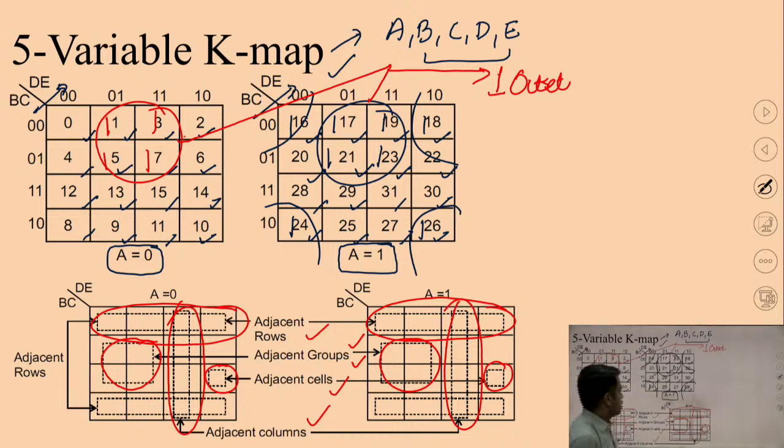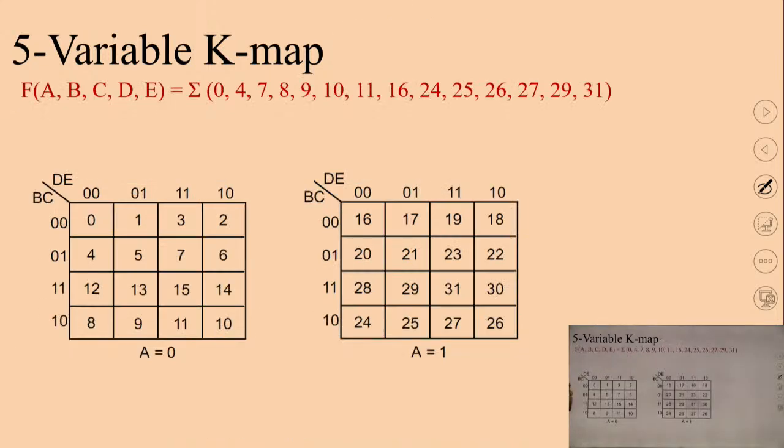Okay, let's proceed further now and solve one of the questions. So this is a 5 variable problem which has been provided to us: 0, 4, 7, 8, 9, 10, 11, 16, 24, 25, 26, 27, 29, 31. Okay. So these are the entries which have been made in this 5 variable K-map.